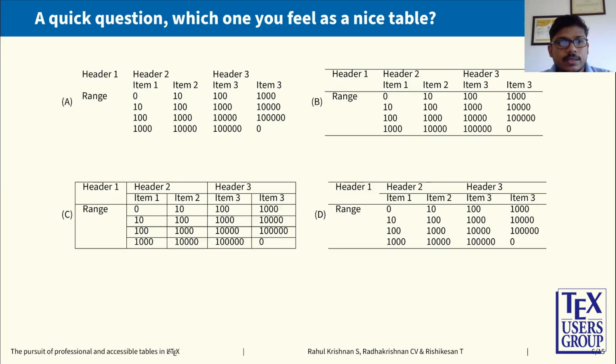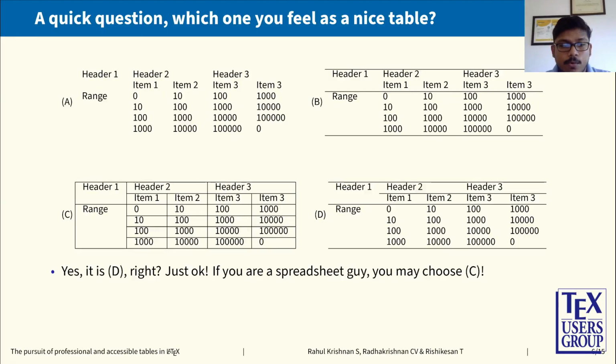Now, here is a question I have. Let me take this as an interactive session. I have 4 tables here. Your job is very simple: to find out which one is a nice table. I will give you some seconds. 10, 9, 8, 7, 6, 5, 4, 3, 2, 1. Okay. Now, I think you might have selected the table D here. It's just an OK table, right?